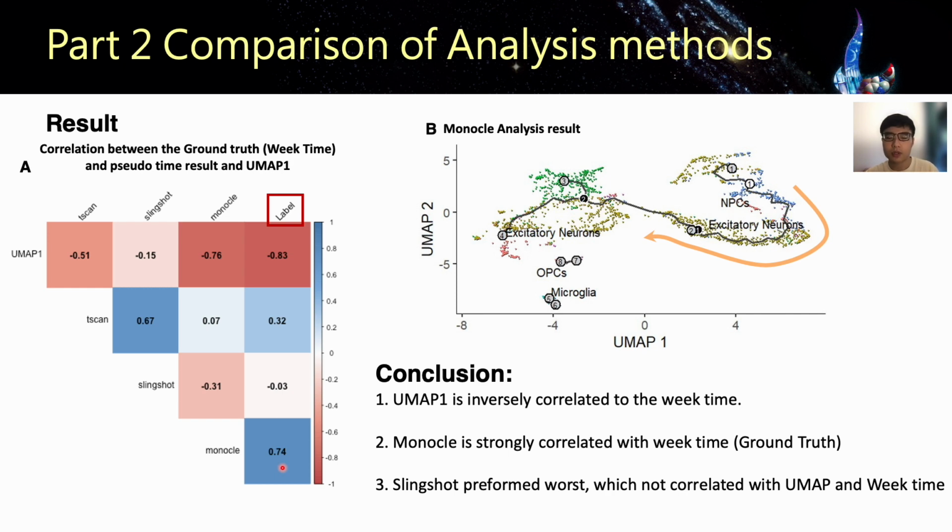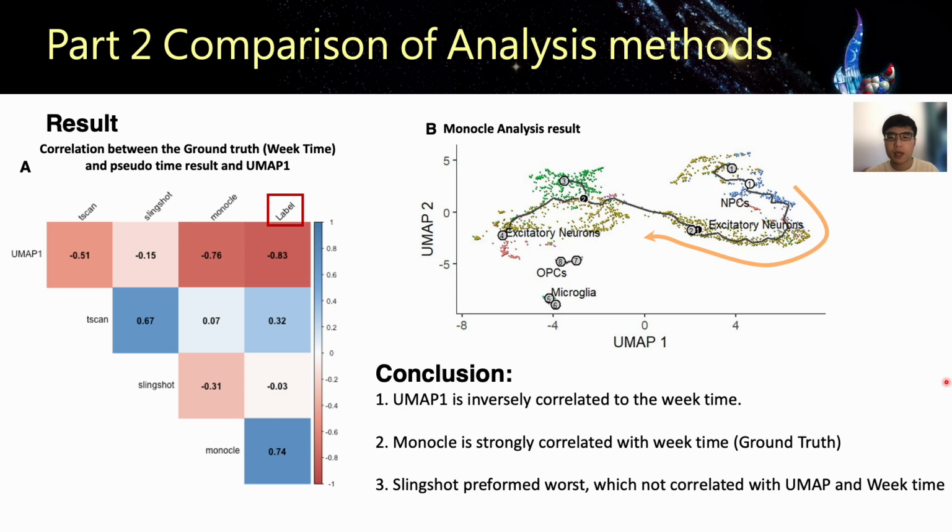We draw the Monocle trajectory in the UMAP plots, which is shown in Figure B. The plot validates our conclusion that the trajectory is correlated with the week time, but inversely correlated with UMAP1. On the other hand, Slingshot performed the worst among the 3 methods. It did not correlate with the UMAP1, nor with the week time, suggesting that its inferred trajectory significantly deviates from both the underlying data structure and the ground truth timeline.